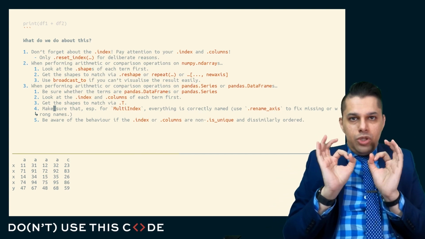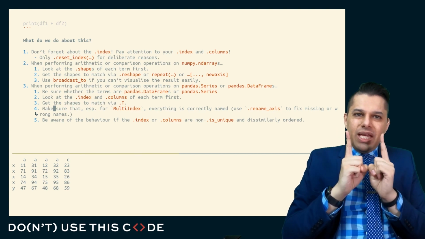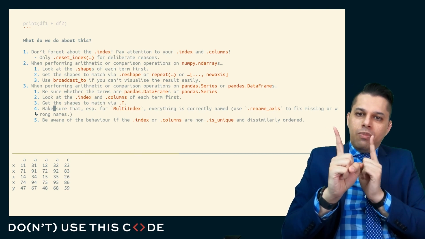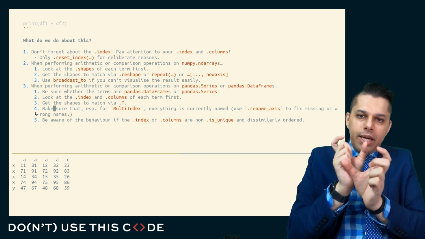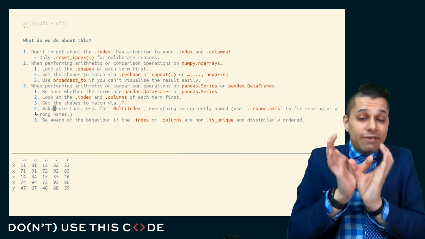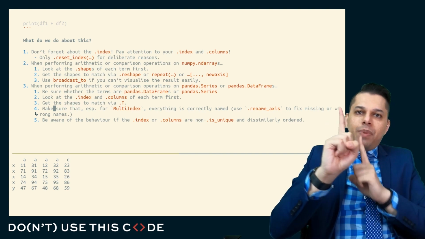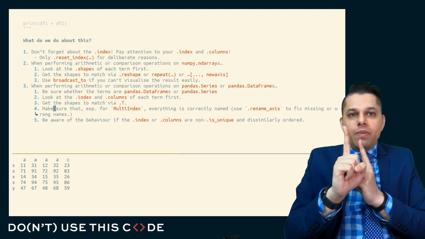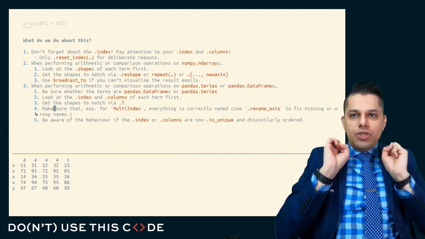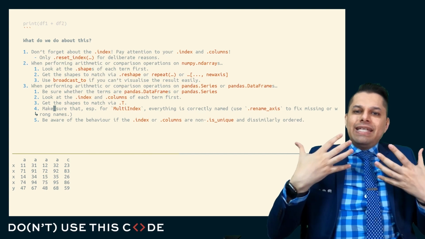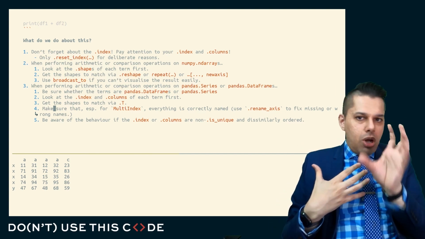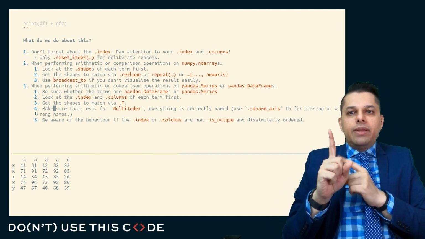If you happen to be using multi-indices, make sure everything is correctly named. Because what the multi-index can do is align portions, align levels of that index, but it does it by matching them up on the names that you gave them. This is why you'll see in my code I use rename axis all the time, just in case I later need to do an index-aligned operation on a multi-index and I want it to line things up.